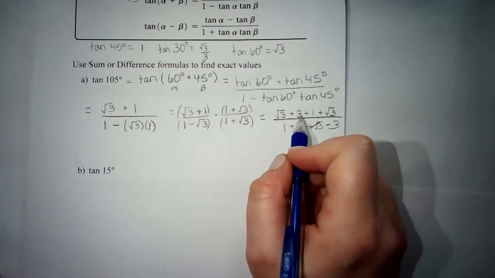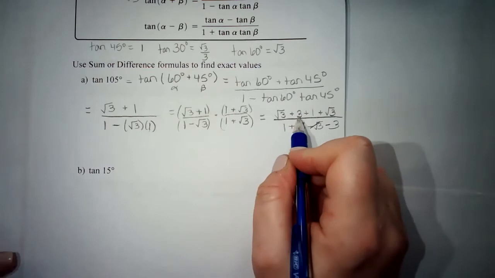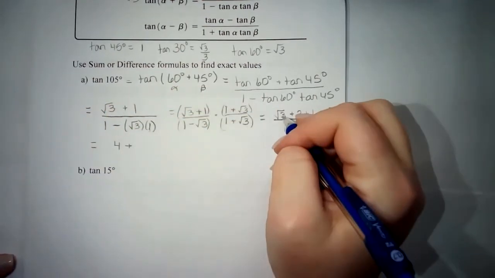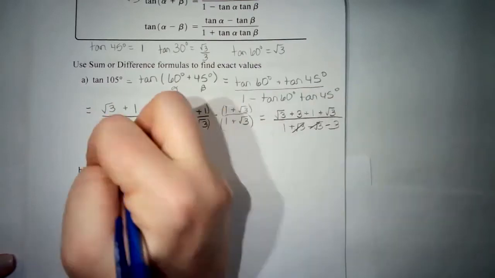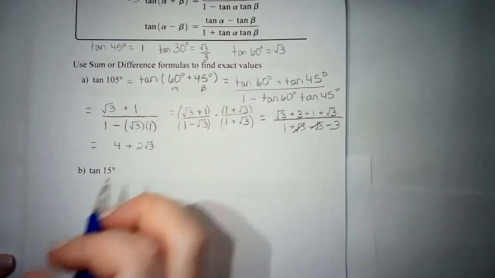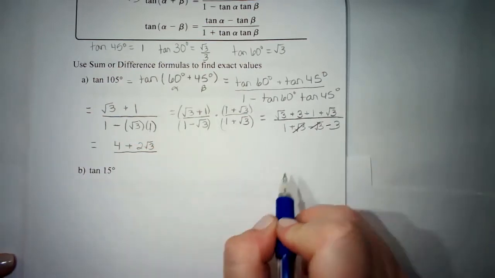Really good math manner says you put the regular term first. So let's do the 3 plus 1, that would be a 4. Plus, what's root of 3 plus root of 3? 2 root of 3, right? There's 2 of those guys. All over, what do I have in the bottom?